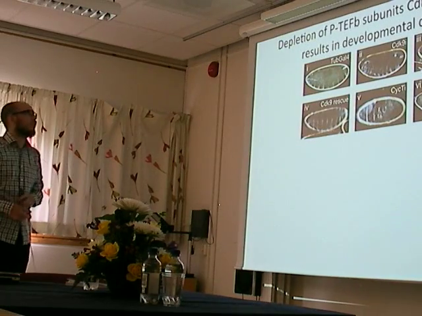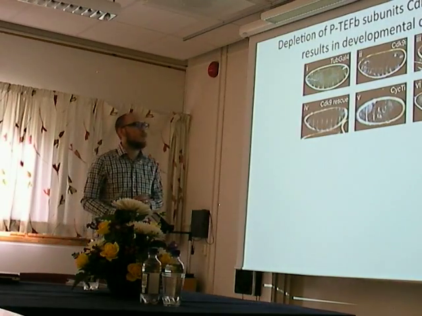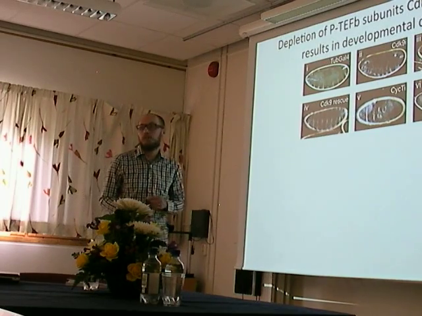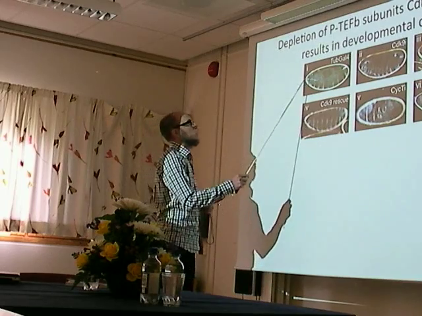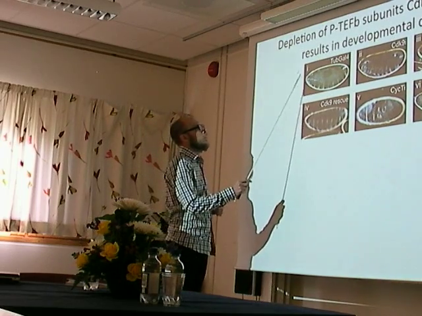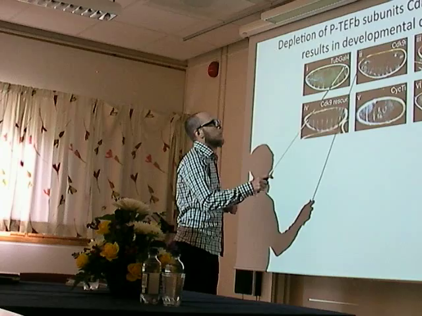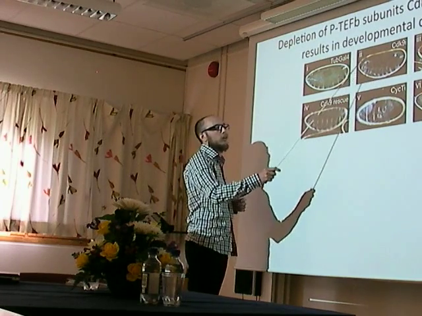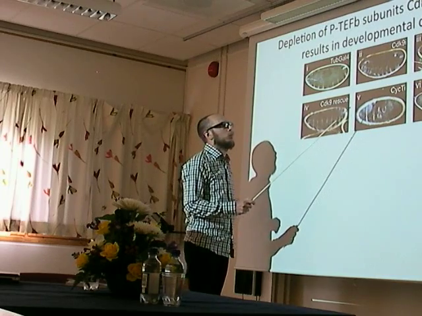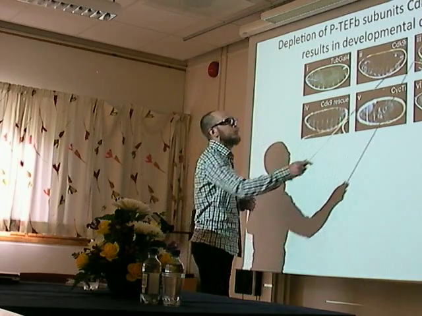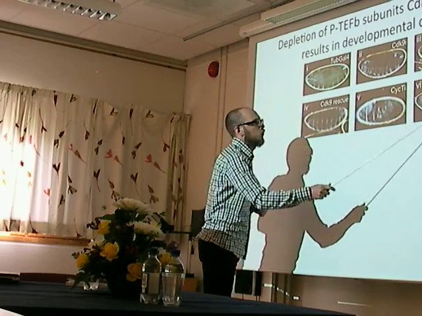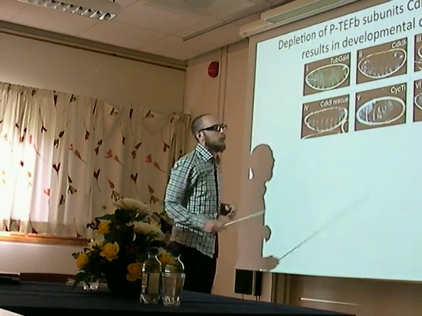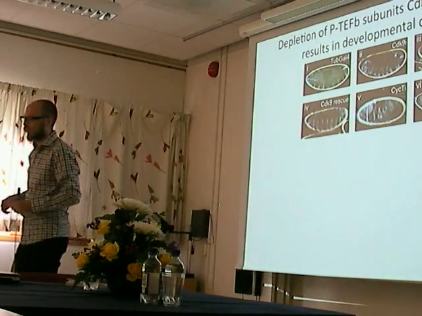So when we do that, we can see the depletion of P-TEFb subunits, CDK9 or cyclin T, results in developmental defects. So this is a control embryo with its head and its tail. And these are either CDK9 embryos, where CDK9 has now been depleted from the embryo, or cyclin T embryos. And we can see here, compared with control, that this depletion results in severe morphological defects.